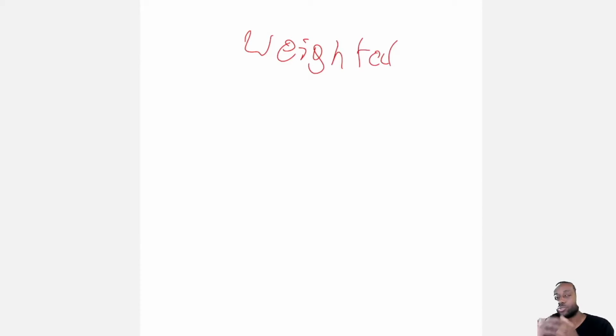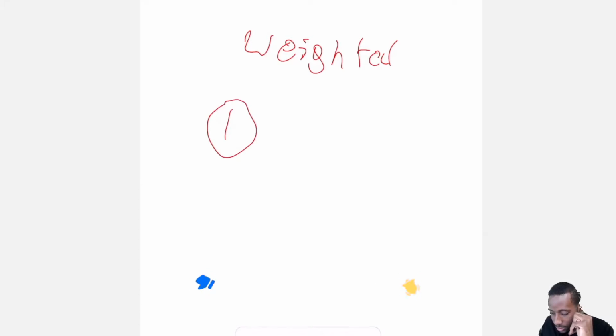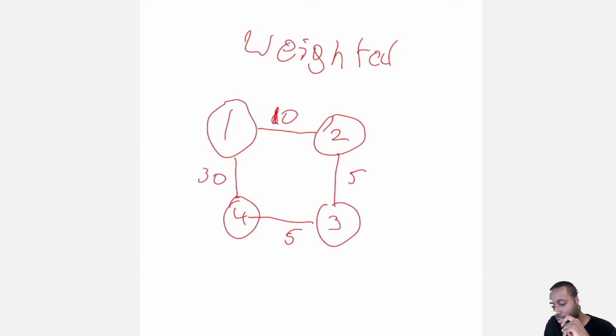Weighted, so this one is interesting. Now the edges have an associated cost with them. So I'm going to draw the same graph again: 1, 2, 3, 4. Let's add a cost: 10, and 5. You can see there are values associated with each of the edges. That's what we mean by weighted.